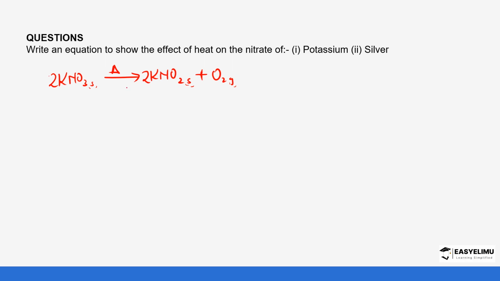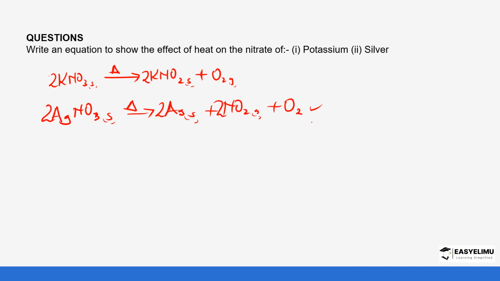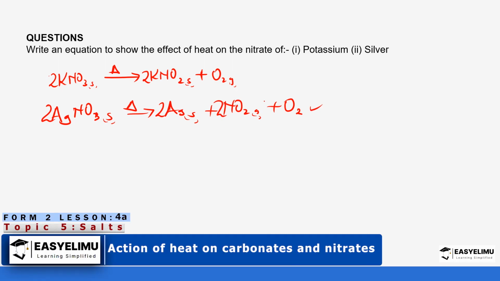And then for silver nitrate, that is just what we have done. If you heat it, it decomposes fully to form silver metal plus nitrogen 4 oxide plus oxygen gas. So we said you're going to balance it out. You put a 2 here, a 2 here, and a 2 here, and it's balanced. So that explains how we heat nitrates. The most commonly tested question is on nitrate.